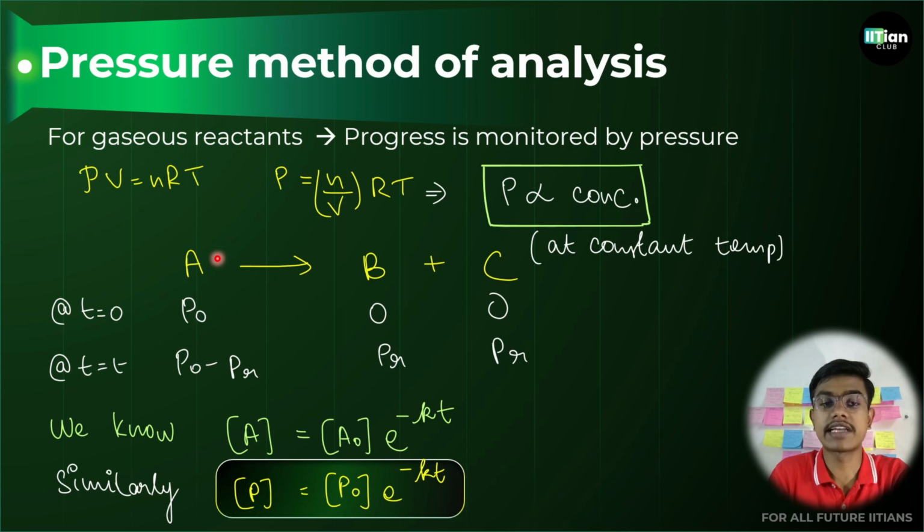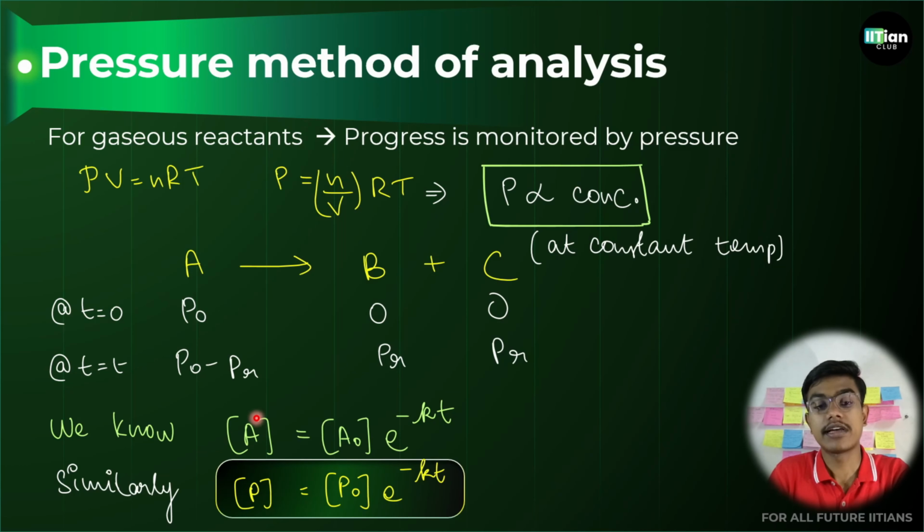Now let's say you are given a reaction: A giving B plus C, and at time equal to 0, that is, at the initial stage, the pressure is only due to A because B and C are not found. The total pressure will be only because of A. As the reaction proceeds forward, some amount of A will be consumed and the pressure due to that will be reduced. That is written over here, P0 minus PR, and the same amount of pressure will be for B and C. Here it is 1 into PR and 1 into PR for B and C because B and C have stoichiometric coefficients 1. If it is 2B plus C, it will be 2 PR for B and PR for C.